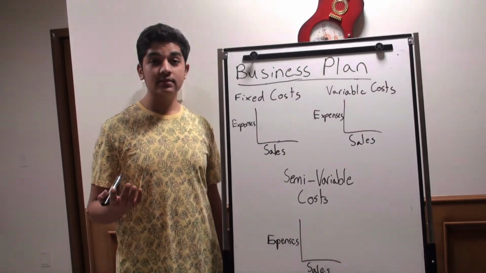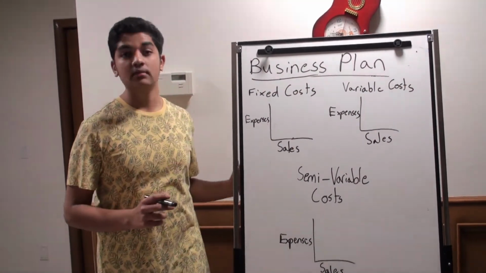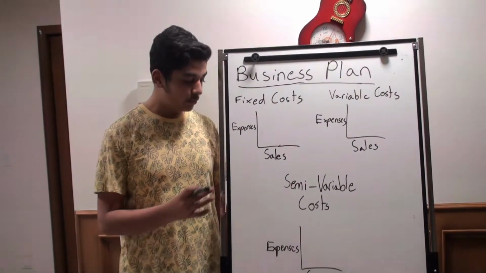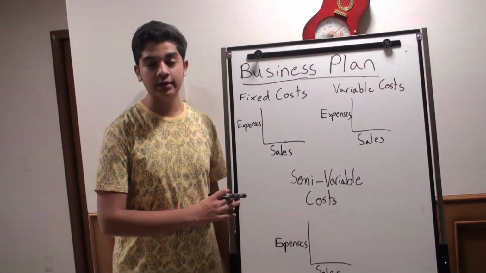Now we're going to discuss the fifth and most important step in the whole process, which is the business plan. Before we actually get into this, we need to discuss the 3 types of expenses and costs that are associated with the business.